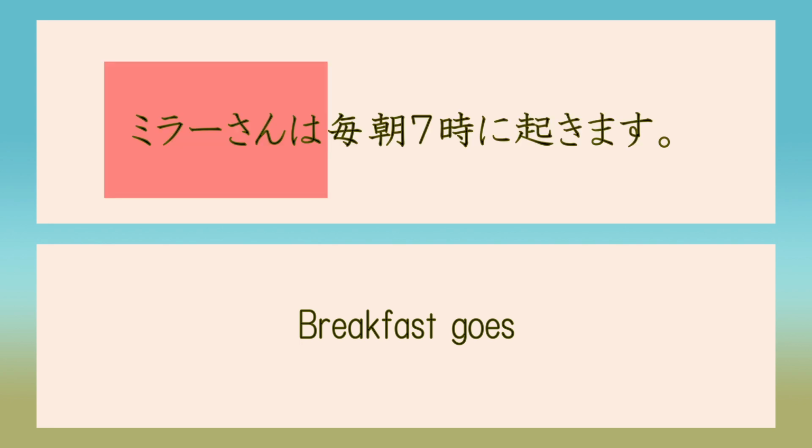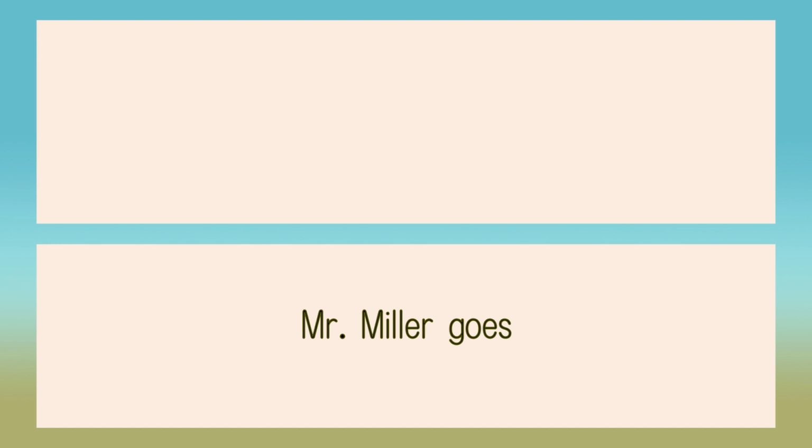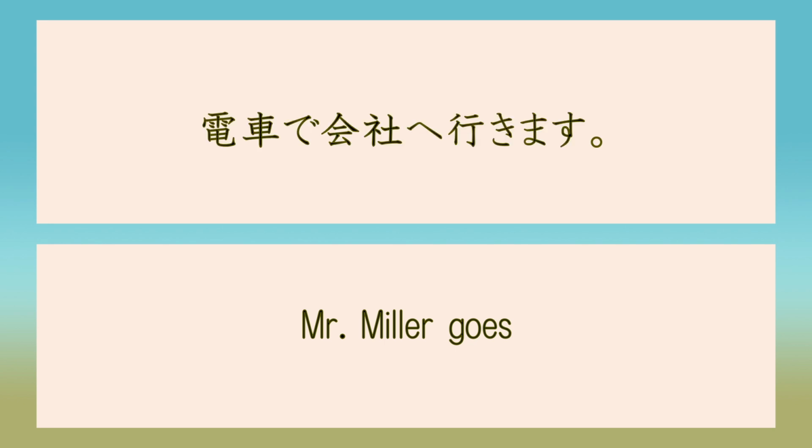We get to the first sentence where our previous topic was Mr. Miller. And again, we're talking about Mr. Miller. This whole text is about Mr. Miller. So it makes sense to assume that the sentence is Mr. Miller goes. This is how we're going to start our sentence. Mr. Miller goes.